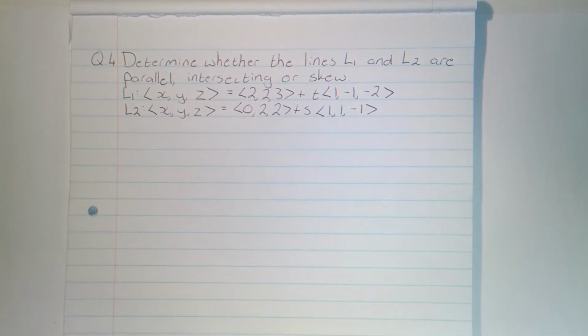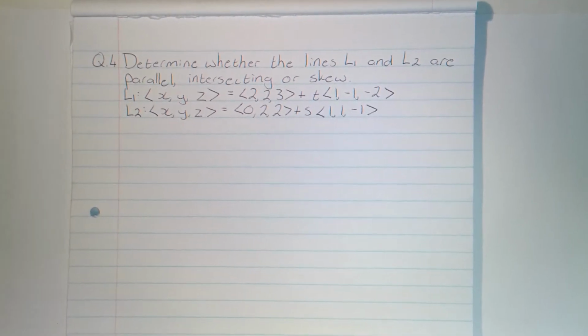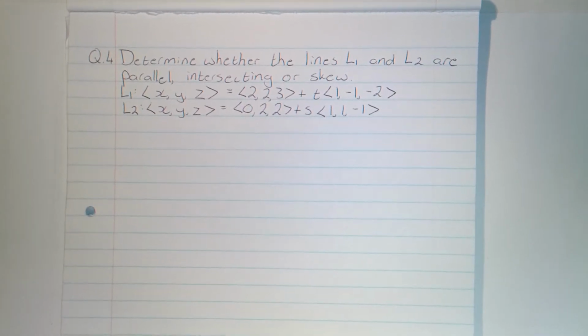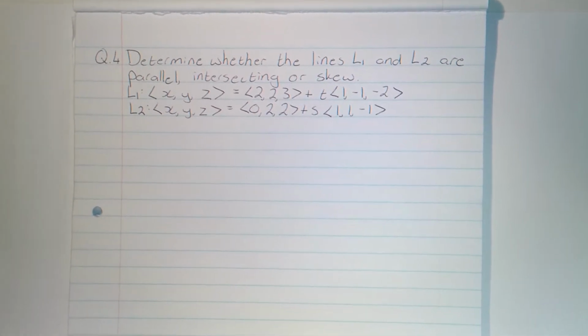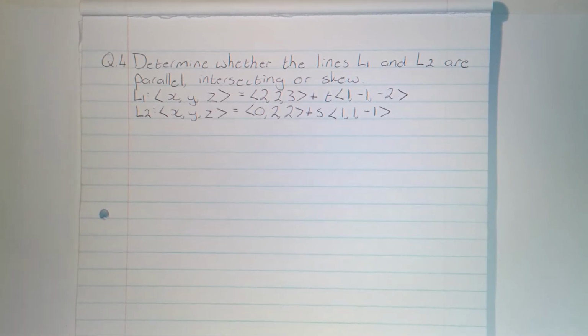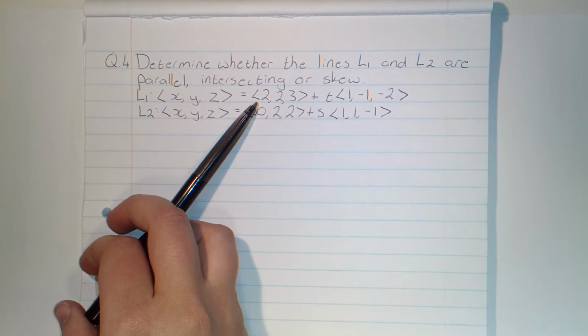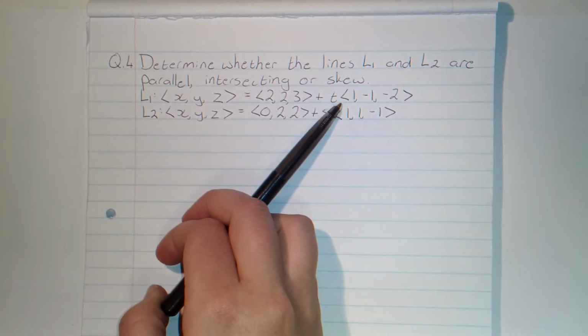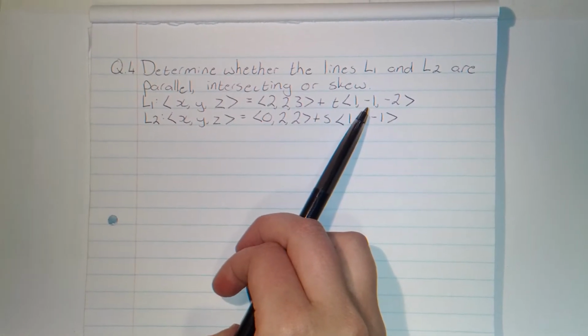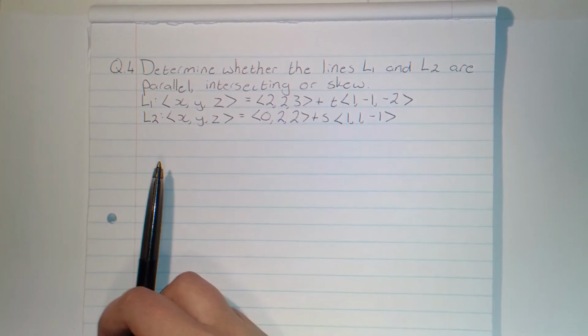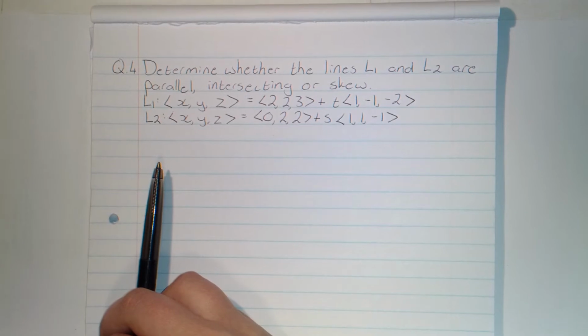This is question 4 of tutorial 1. So the question asks us to determine whether the lines L1 and L2 are parallel, intersecting, or skew. Just to recap, a line consists of a point on the line and some scalar value multiplied by the direction vector of the line. So the first thing to check is whether the lines are parallel. This is the easiest one to check.